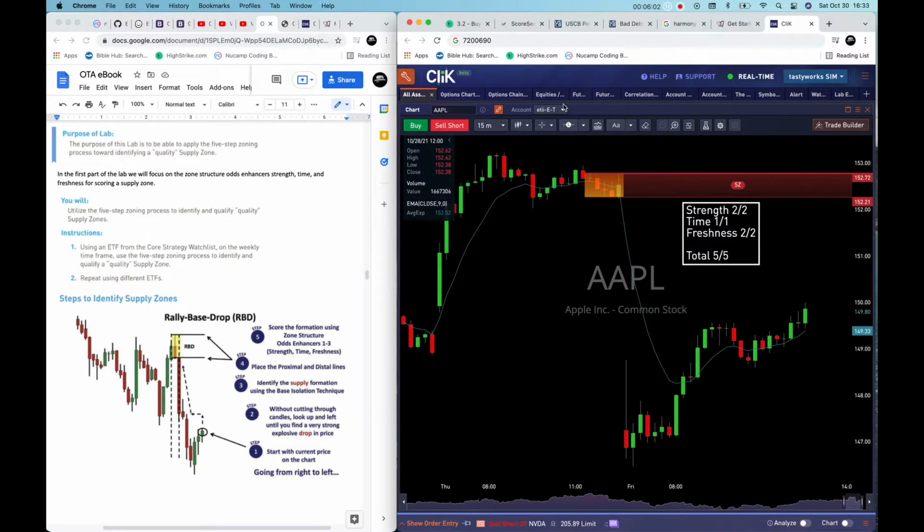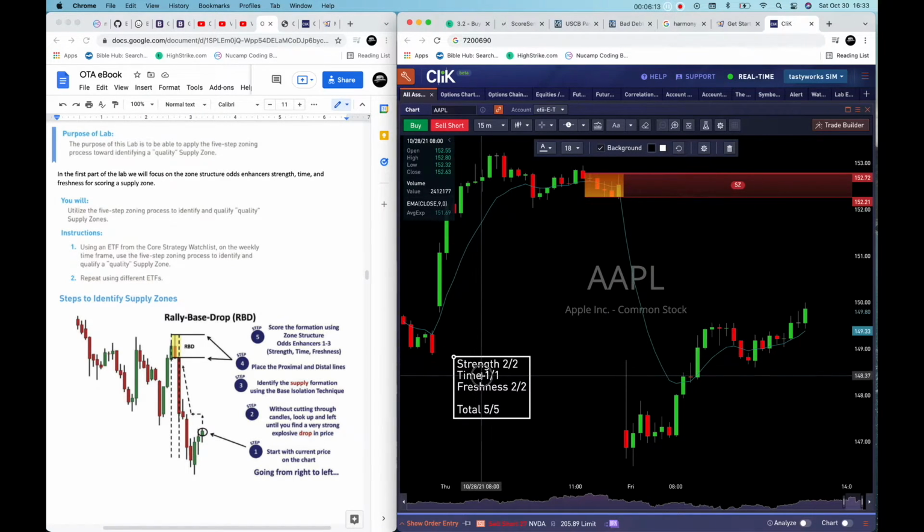Alright, so hopefully you were able to see that strength scored 2 points, time scored 1 point, freshness scored 2 points, for a total of 5 out of 5. So let's go ahead and go through this. Again, using the 5-step zoning process, we always start with current price. We look up and left looking for an explosive drop in price.